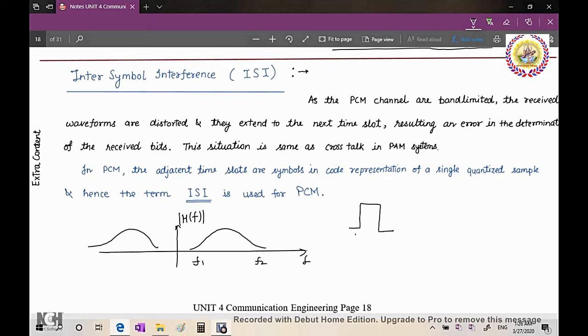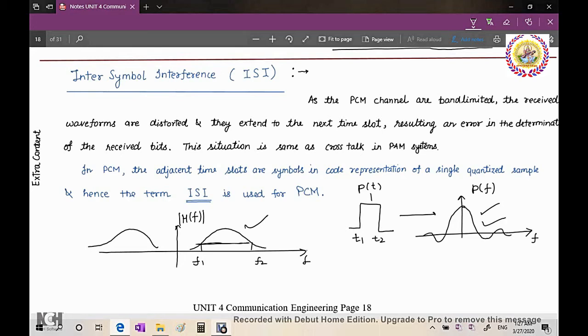This is your T1 and this is your T2. Suppose it is 1. Then what will be the transfer function of p(t)? Magnitude response of p(t) will be P(f). And we know that every gate pulse is represented by a sinc function in frequency domain. When this sinc pulse is passed through a band pass filter, the band pass filter limits this P(f) by a finite band. That means if you pass this, you will get only this section, suppose.